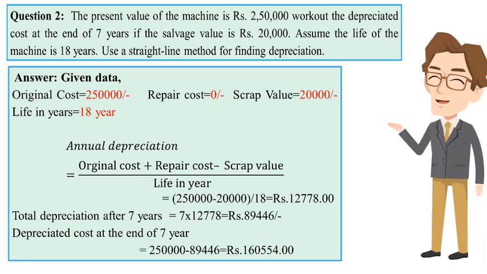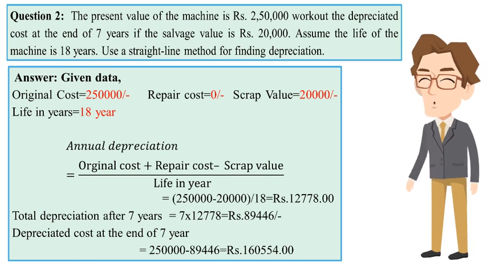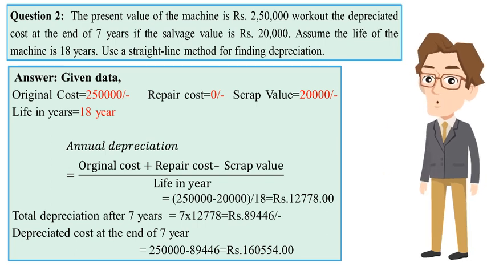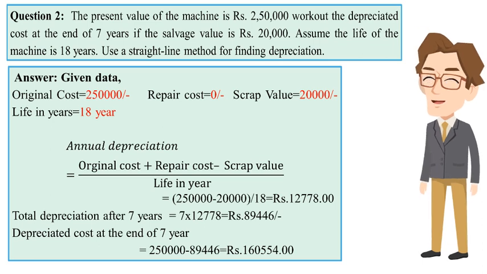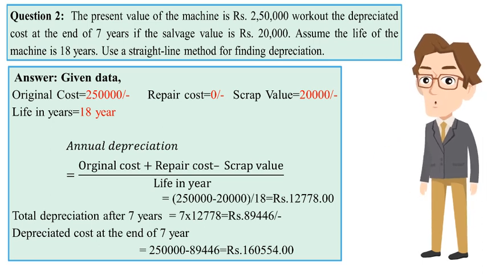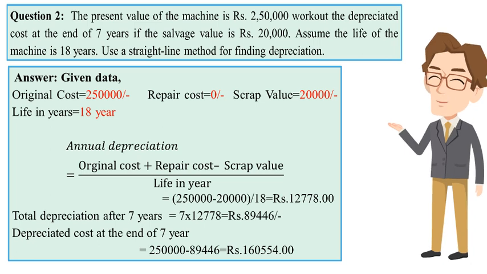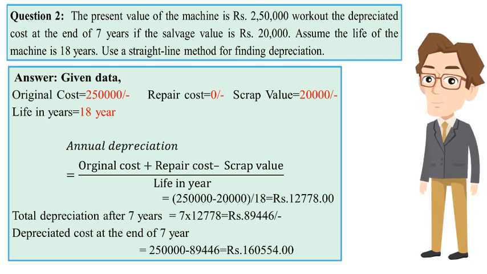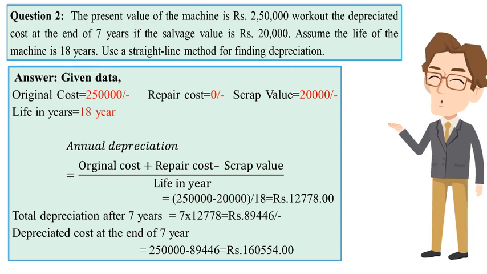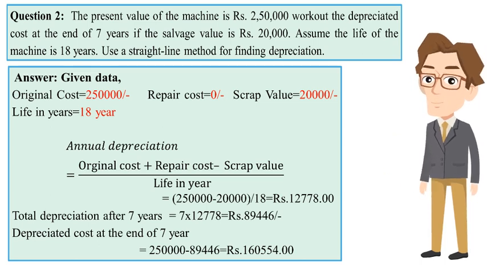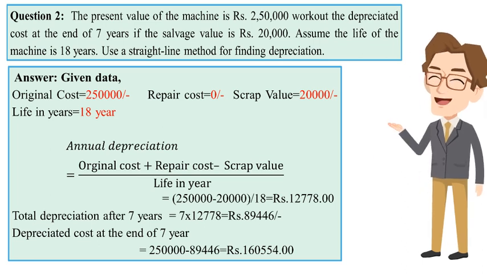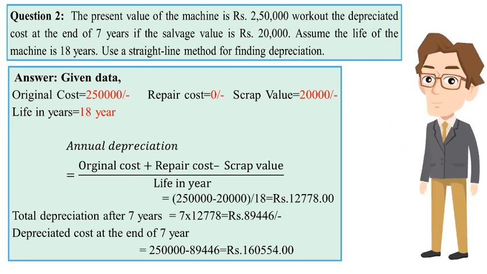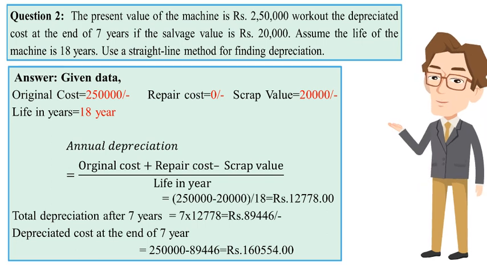We do this by multiplying the annual depreciation by the number of years, which gives us total depreciation after 7 years equals 7 multiplied by 12,778 equals Rs 89,446. Finally, to find the depreciated cost of the asset at the end of 7 years, we subtract the total depreciation from the original cost.